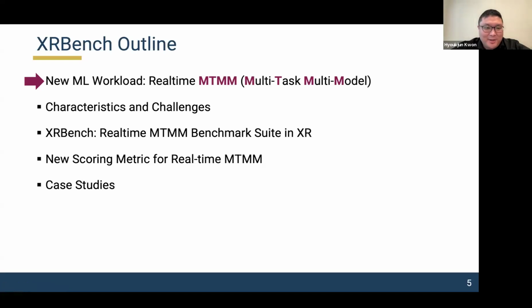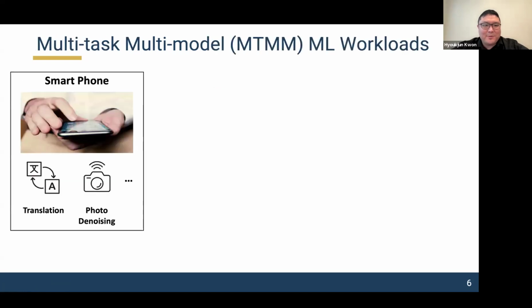Okay, so that's the new class we identified, and I will discuss its characteristics and challenges. I will briefly introduce XR-Bench, the new benchmark for this new class of ML workload, and I'll discuss the scoring metric and the case study results. So let me begin with the new class of ML workload.